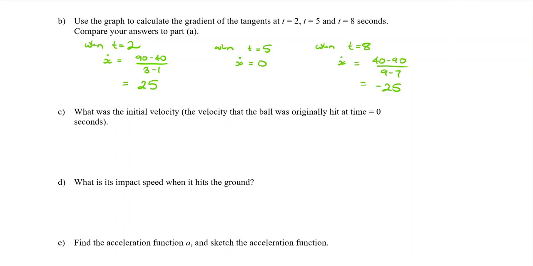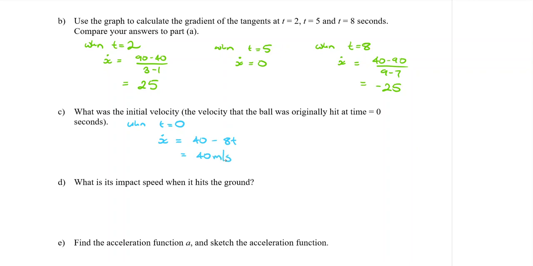Okay, question C. What was the initial velocity, which is the velocity where the ball was originally hit, which means time is equal to 0 seconds. Okay, so we are subbing in that time is equal to 0 into where? The derivative, because it wants the velocity, which is the x dot equation. So the equation was x dot equaled 40 minus 8t. And if I sub in that t is equal to 0, what do I get? 40. Good, meters per second, even better.